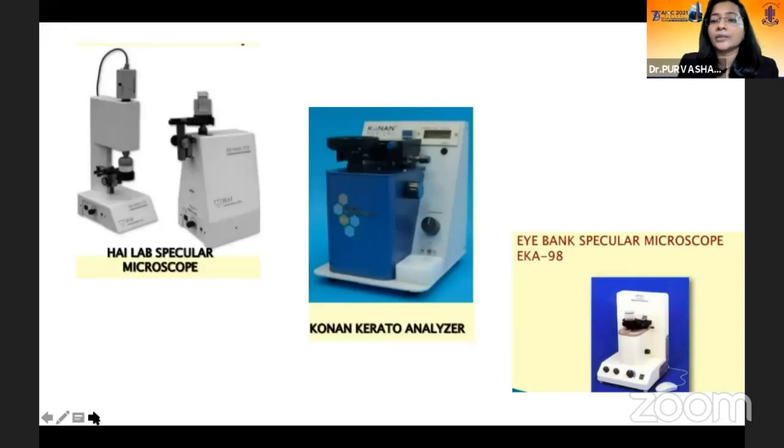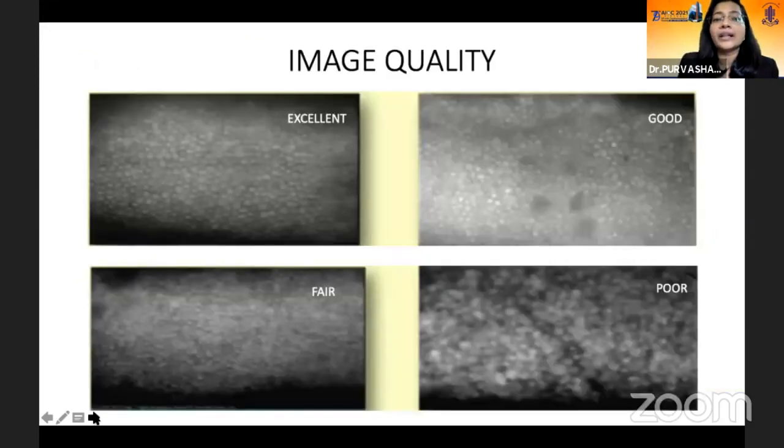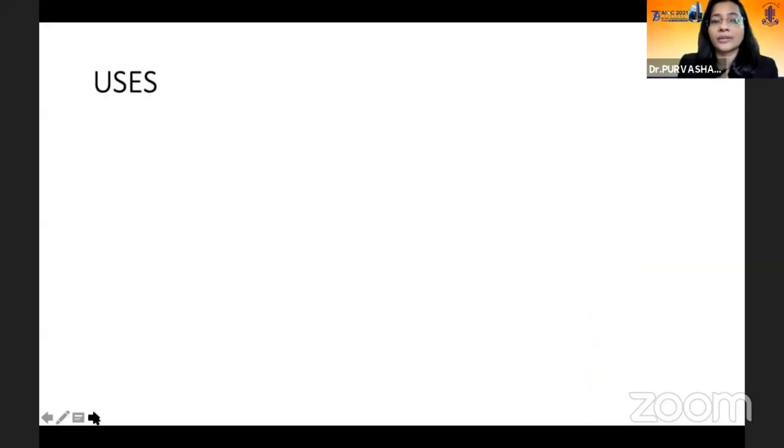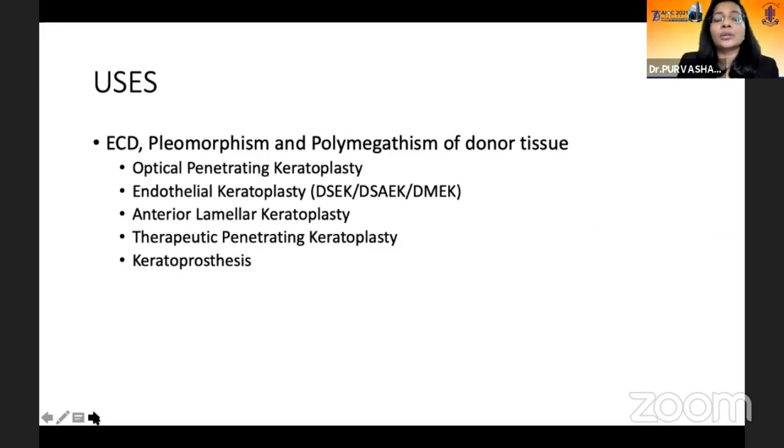These are the commercially available eye-bank specular microscopes. These are vertical ones, and the entire evaluation depends upon a good image quality, which is achieved. A rough guide would be a minimum donor endothelial cell count established for most eye banks, which is 2000 cells per millimeter square. For endothelial keratoplasty, this is a little higher, up to 2200 to 2500 cells for a better outcome. So again, to grade the tissue for different kinds of keratoplasties, we use the specular microscope, and the worst ones are then taken up for a DALK or a therapeutic or a keratoprosthesis use.